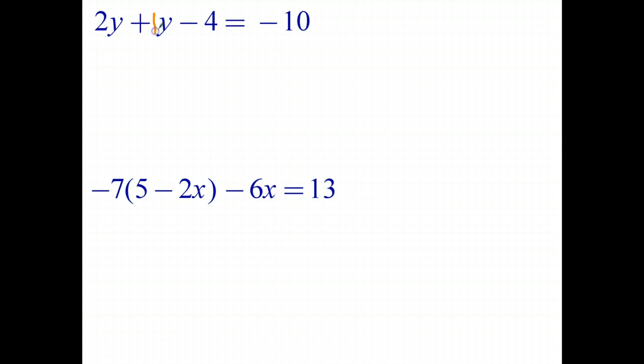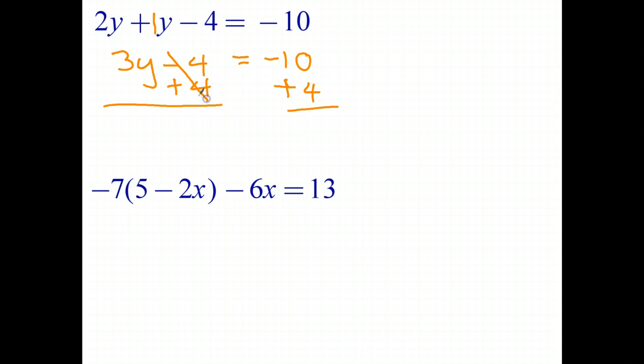2y plus 1y simplifies to 3y, and then minus 4 equals negative 10. And now we're back to an equation we can solve. Once again, we need to add or subtract first. So I'll put on plus 4 on both sides. Minus 4 plus 4 cancels out. That gives us 3y equals negative 10 plus 4, which is negative 6.